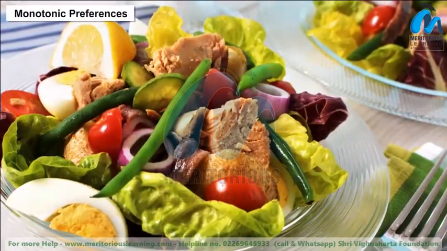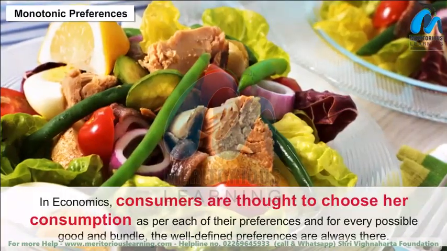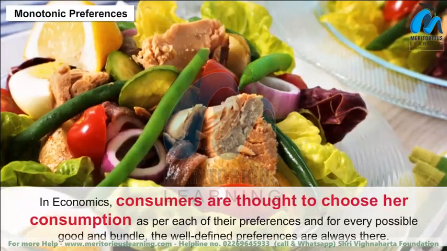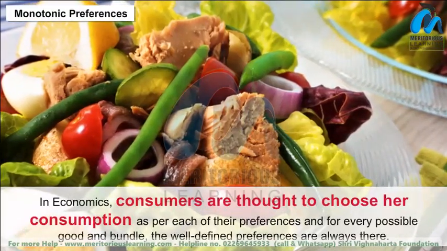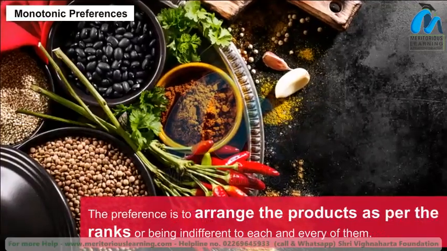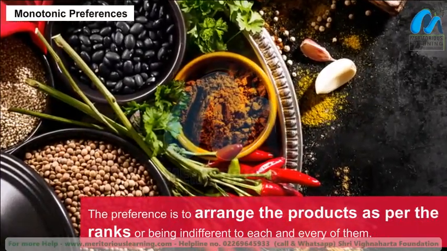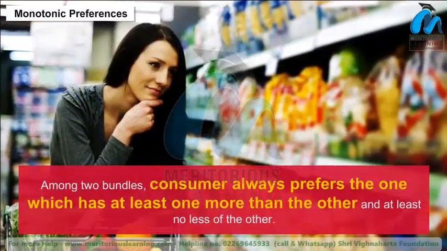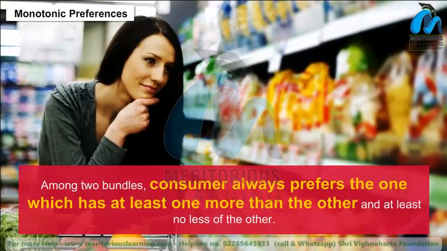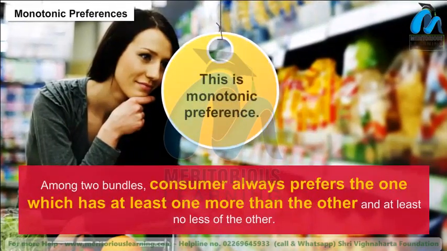Monotonic preferences. In economics, consumers are assumed to choose their consumption as per their preferences, and for every possible good and bundle, well-defined preferences are always there. That is, the preference is to arrange the products by rank or to be indifferent between them. Among two bundles, the consumer always prefers the one which has at least one good more than the other and at least no less of the other. This is monotonic preference.